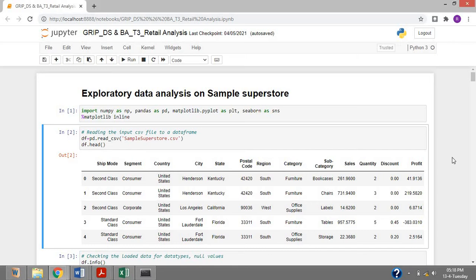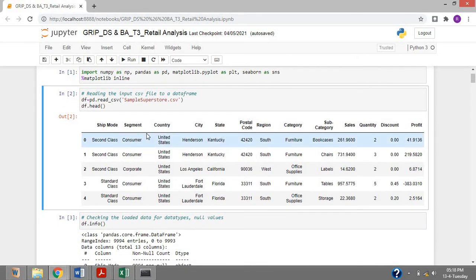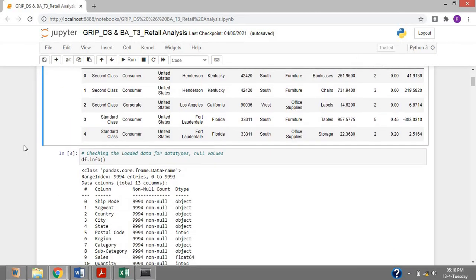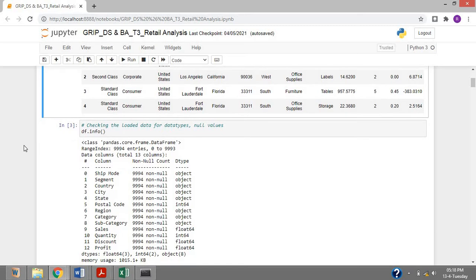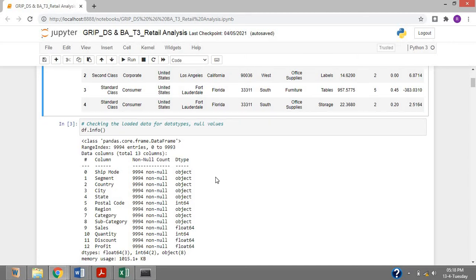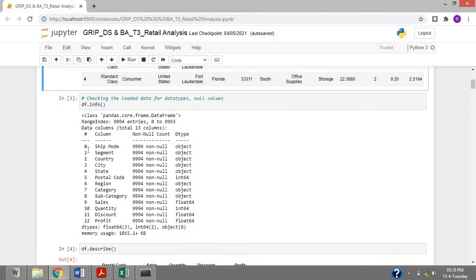The dataset has the following columns: ship mode, segment, country, city, state, postal code, region, category, subcategory, sales, quantity, discount, and profit. Okay, let's explore the data further. We will apply the info method on the data frame. So it can be inferred from here that there are about 13 columns, and the corresponding column names are given.